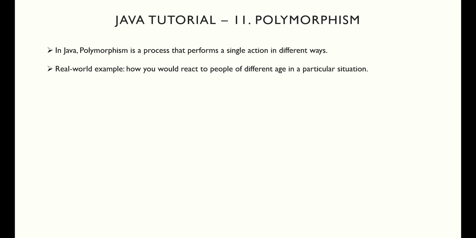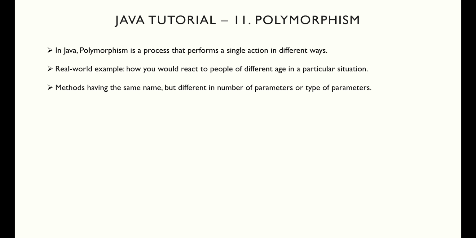In Java, this is done with the help of the signature of entities or methods. That is, methods having the same name but different in number of parameters or type of parameters. Any Java object that can pass more than one IS-A test can be considered polymorphic. Other than objects of type Object, all Java objects are polymorphic in that they pass the IS-A test for their own type and for class Object.